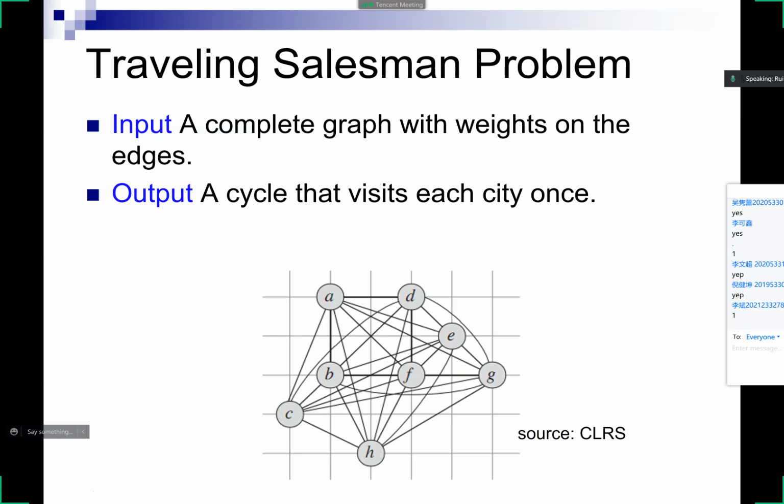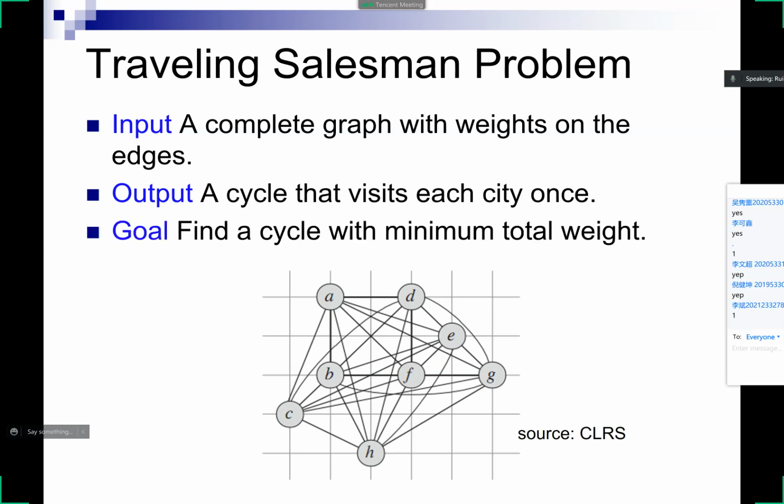And what we want to do is to create a cycle that goes through every city, or every one of these nodes. I'm going to call these nodes cities sometimes. Here we have 8 nodes, and so we need a length 8 cycle that goes through each node exactly once. And our goal is to make sure that this cycle has the minimum total weight, right?